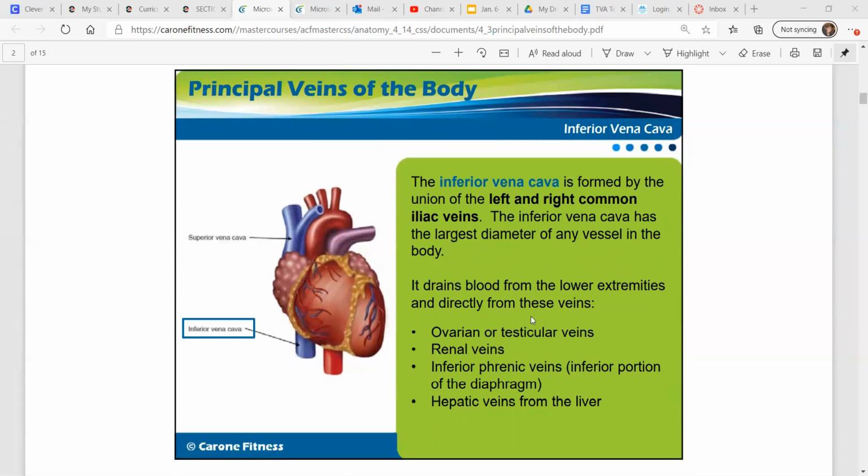The inferior vena cava is formed by the union of the left and right common iliac veins. The inferior vena cava has the largest diameter of any vessel in the body. It drains blood from the lower extremities and directly from these veins. So these veins are drained by this inferior vena cava: ovarian or testicular veins, renal veins, inferior phrenic veins, the inferior portion of the diaphragm, that's what that means, and the hepatic veins from the liver.